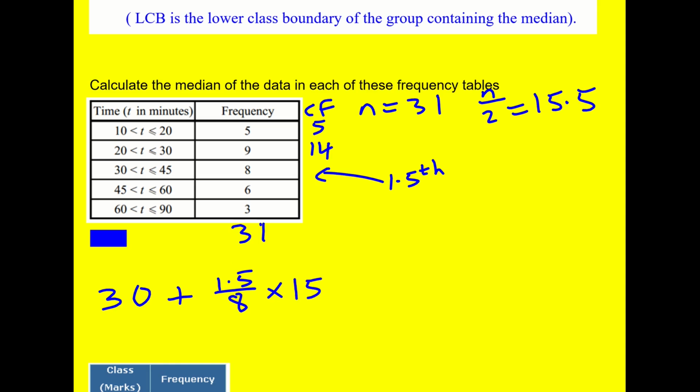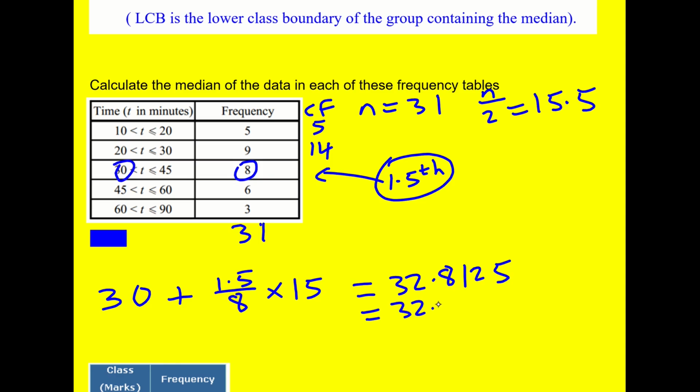Just going to remind you, we've got the lower class boundary, we've got the fact that we're going 1.5 into the data and there's 8 values in total, so that gives us the fraction, and then I've just done 45 minus 30 to give me the width. Okay, chuck this in a calculator, and I get 32.8125. Remember, this is an estimate, so I think we should round it to 32.8. There we go, there's the median.